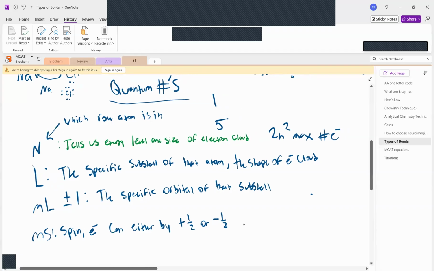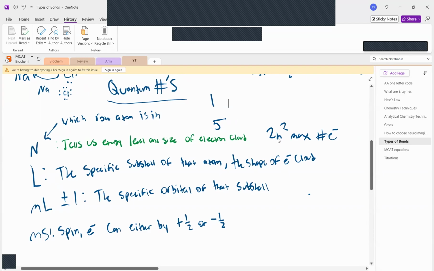And then another thing to keep in mind, which you should probably memorize, is that the maximum number of electrons that can be in a shell is 2n squared.